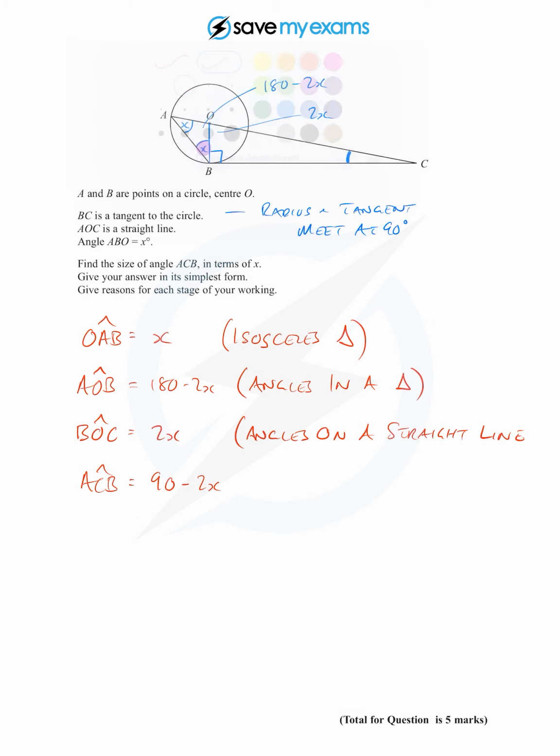And I do need to say that OBC is a right angle. Okay, why? As the radius and tangent meet at 90 degrees. Now I know I've said that further up, but let's just make it absolutely clear what I'm doing. Okay, so meet at 90 degrees, and there we go. Well, is that as simple as it can be? I think it probably is. And so we are done.